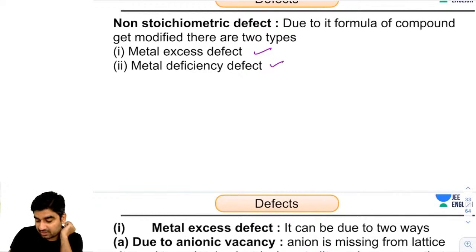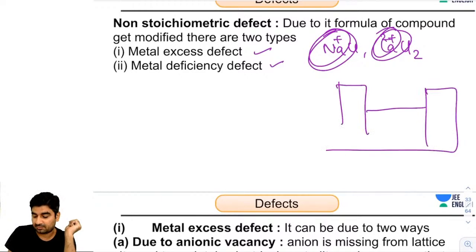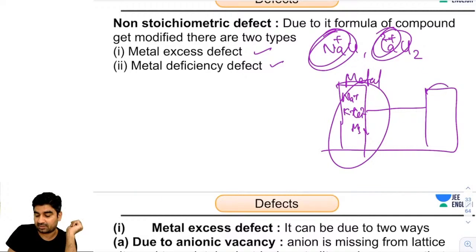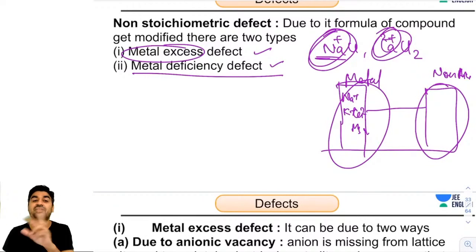So guys, if I'm making these ionic compounds, these are the cations and these are the metals. What is metallic nature? Metallic nature means the tendency to lose electrons, and if somebody loses an electron, it will have a positive charge. In the periodic table as well, you will always find Na+, K+, Ca2+, Mg2+. Metals are on the left side and non-metals are on the right side. So whenever it says metal excess, it means cation excess, because metal means cation. Metal deficiency means cation deficiency, meaning anions are more in number, but still electrical neutrality will be maintained.